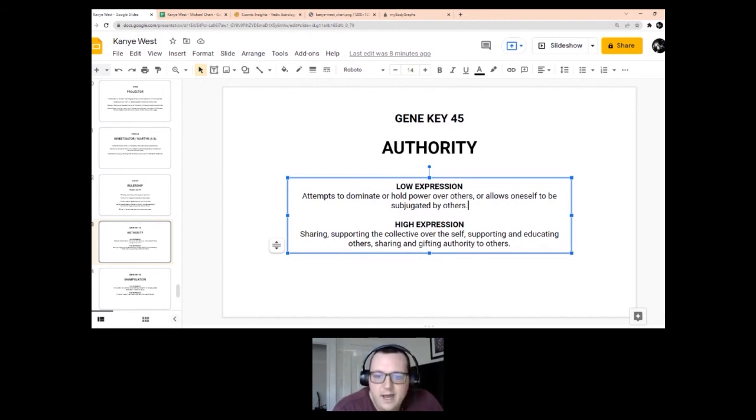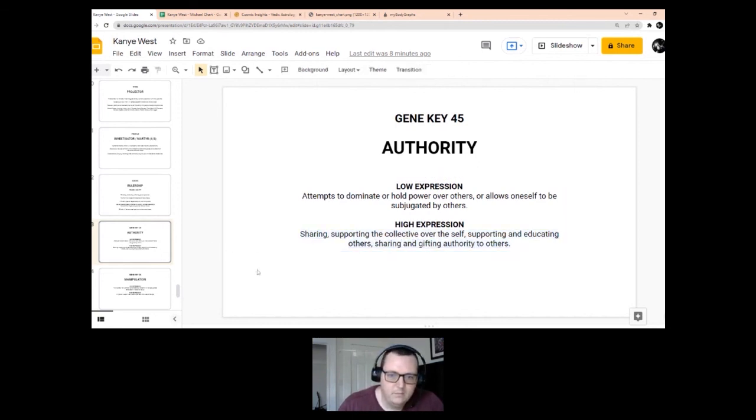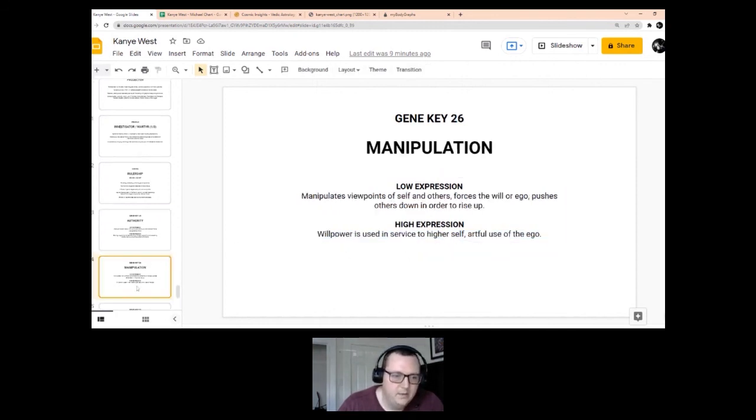But the high expression of that is sharing, supporting the collective over the self, supporting and educating others, sharing and gifting authority to others. So it's kind of sharing the authority. So that's interesting. I can see the dominating or holding power over others as a possible thing, but he could be doing the high expression as well.